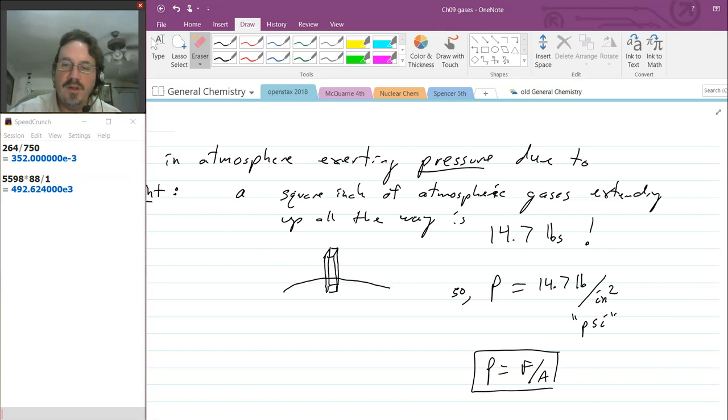Alright, so 14.7 pounds per square inch. Well, that's what we call PSI, pounds per square inch. That is pressure of a gas. You go outside and pump up the tires on your car, maybe to 35 PSI. That's the pressure inside that tire, that many pounds per square inch. Alright, so PSI, there's our first unit of pressure.